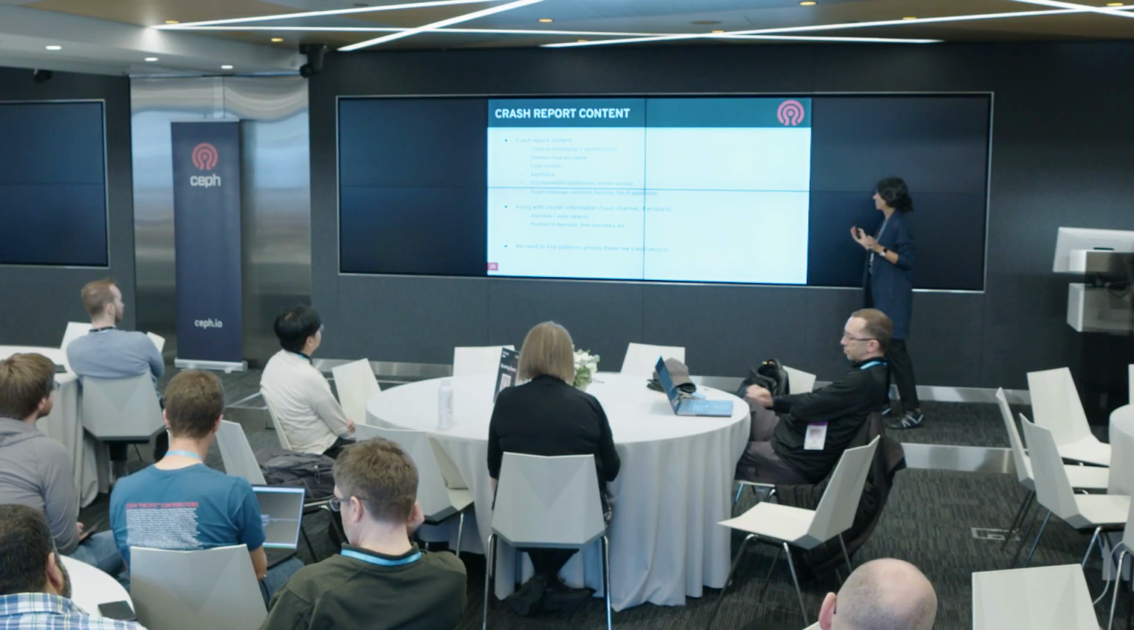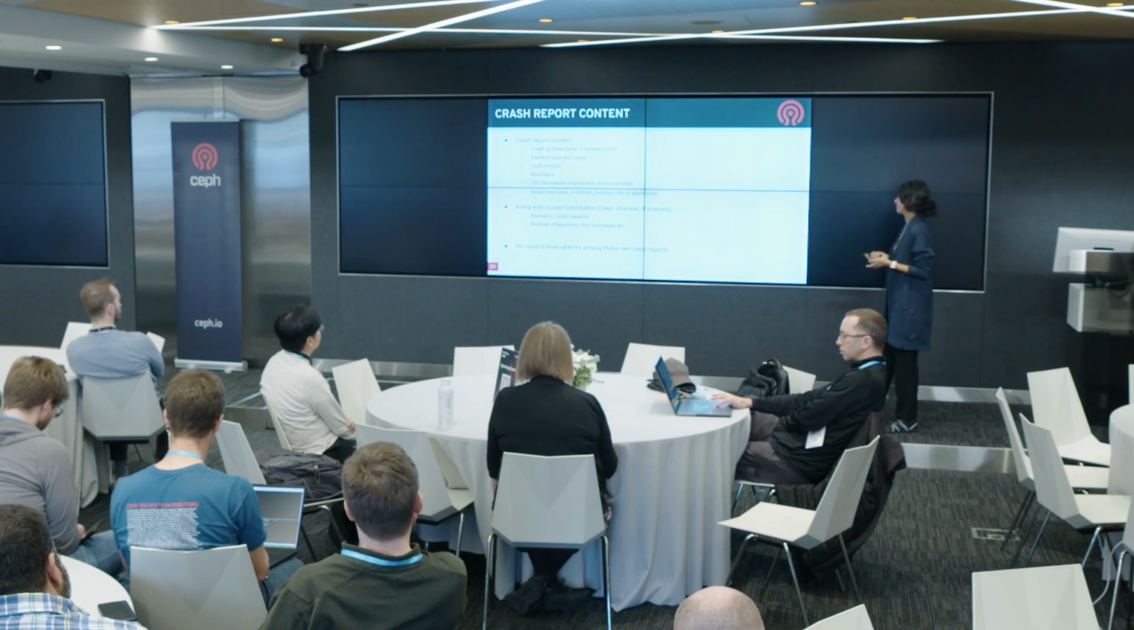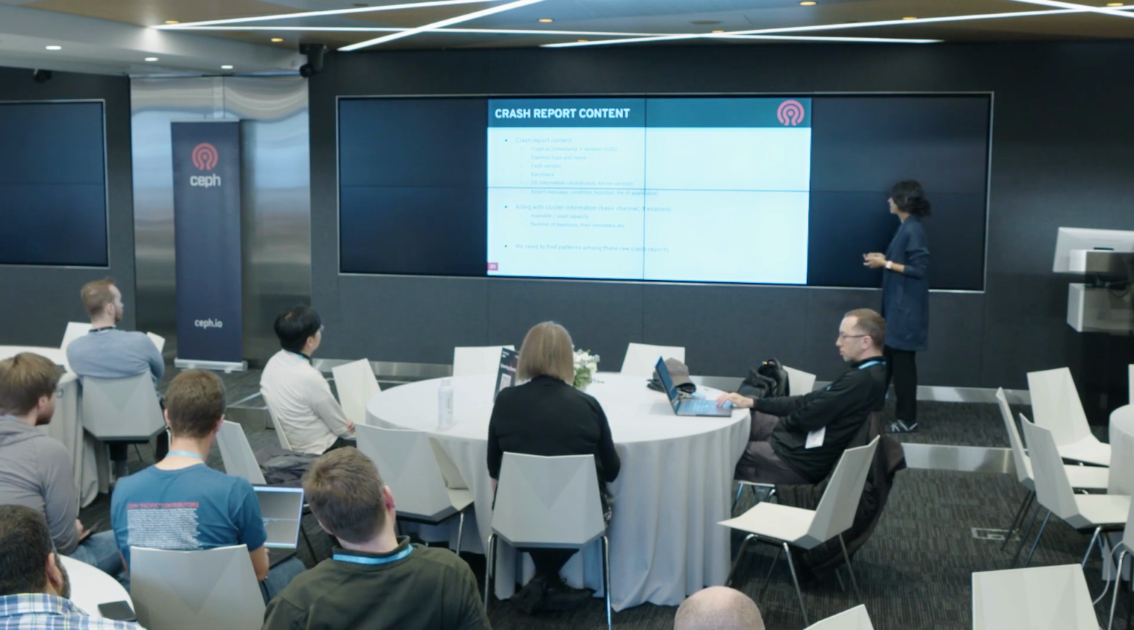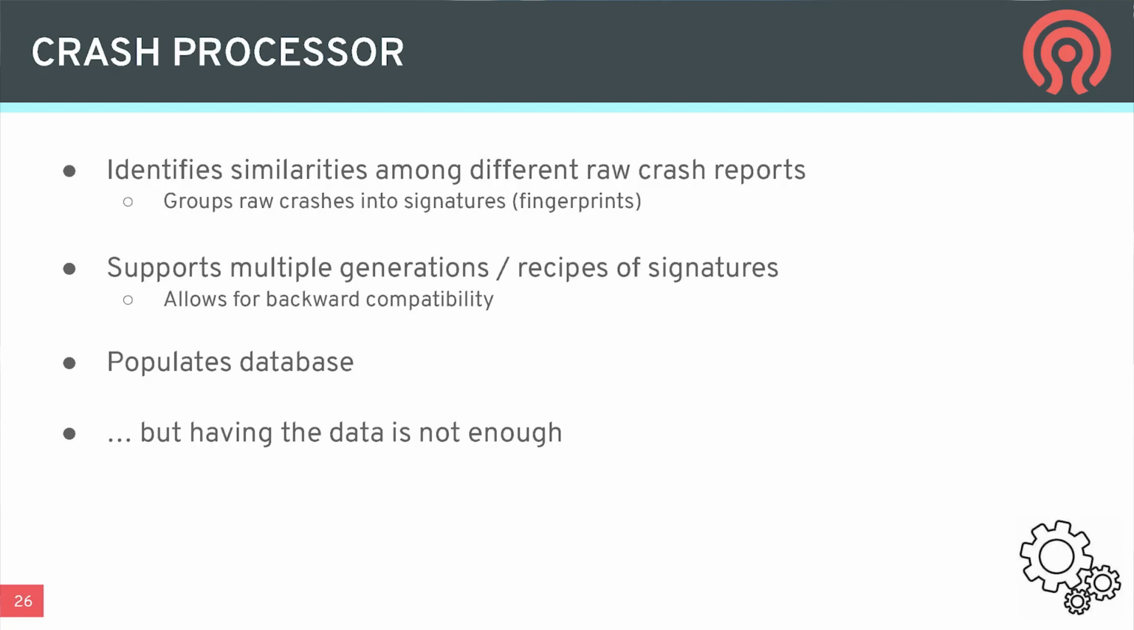And now we receive a lot of raw crash reports, and we need to find patterns among them. So the way we do that, we have a crash processor in our backend that identifies the similarities among those different raw crash reports and groups them into signatures by basically sanitizing the backtrace, removing some frames out of it, and cleaning it from addresses and so on, and then adding the assert condition and function, and then digesting it into a signature.